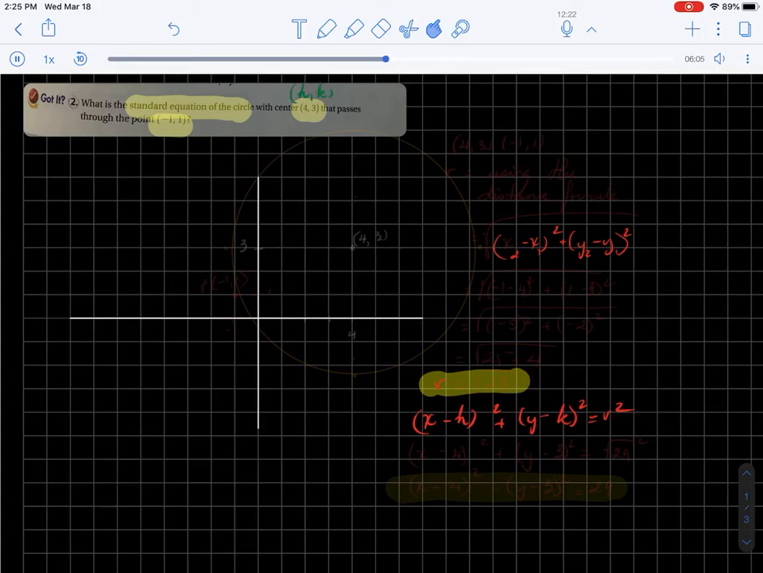Let me go ahead and graph this circle. Okay, since I know my center, I'm going to do 4, 3. 1, 2, 3, 4. That's 4. 1, 2, 3. So that is my 3. So my center point is 4, 3. And then I don't have the radius yet.